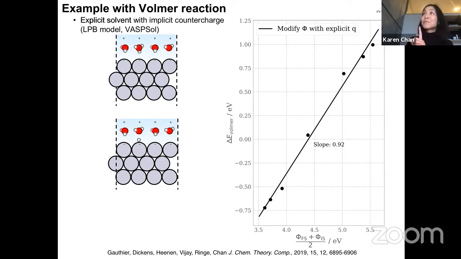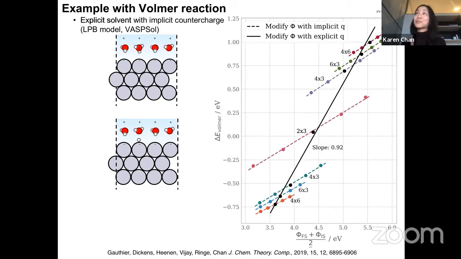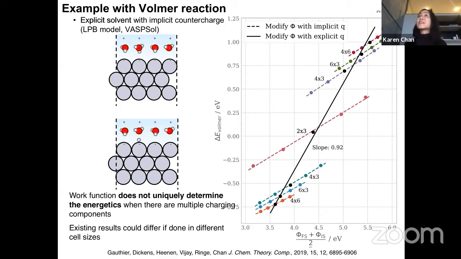However, when we do this, we get a multi-valued function depending on the cell size of our simulation. This is the implicit solvent overlaid with the explicit solvent results. What this shows is that in our simulations also, the work function does not uniquely determine the energetics when we have multiple charging components, because depending on the proportion of implicit or explicit charge, we have a very different local driving force. What this also suggests is that existing results could differ on the order of 1 electron volt if we were to simply take these models out of the box. And so what's the mitigation to this?